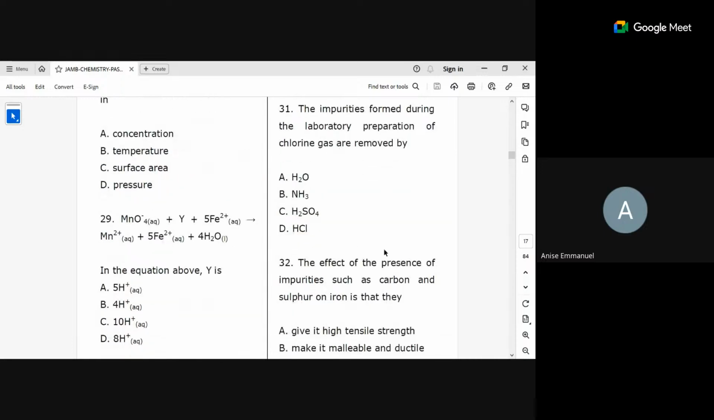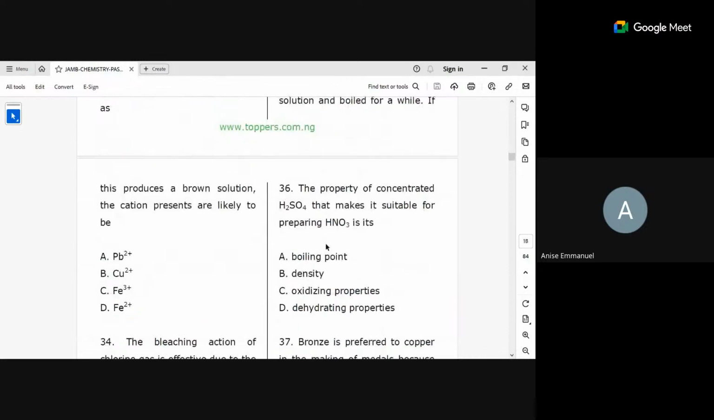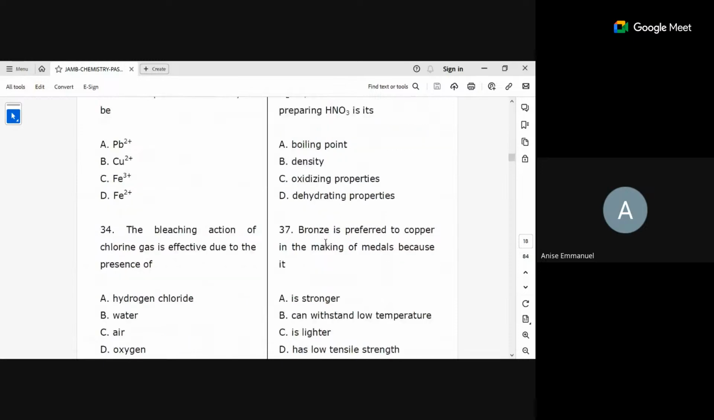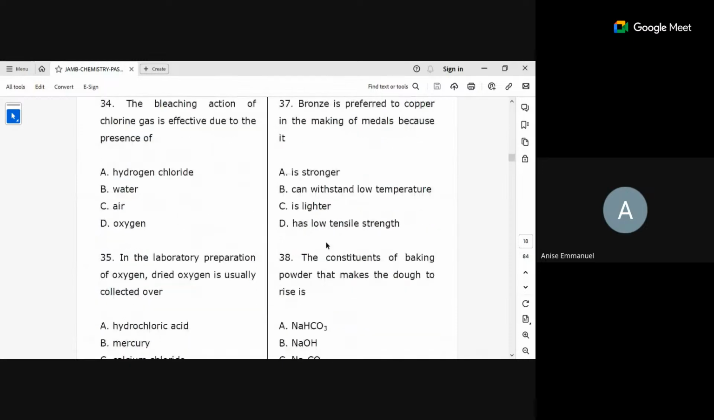So ladies and gentlemen, this is 1:15. I think we are going to stop here. Don't forget the hint I have given before. It is going to help us in solving a lot of different questions here.